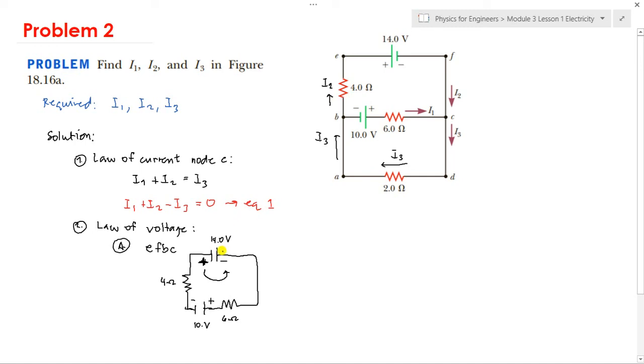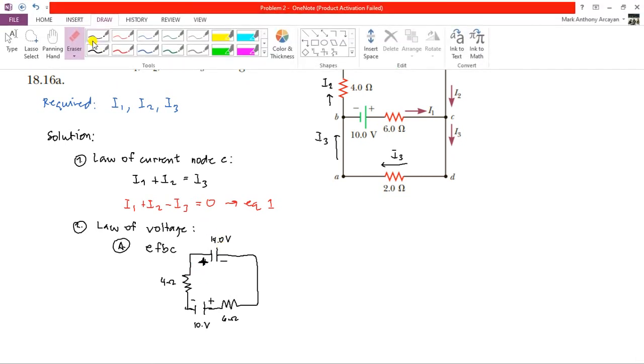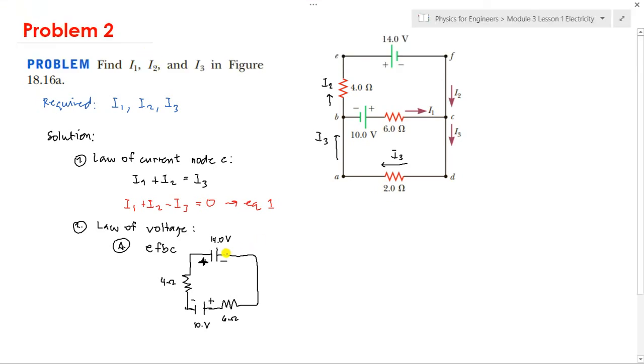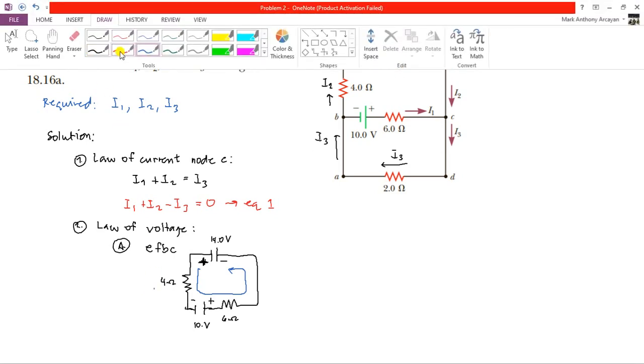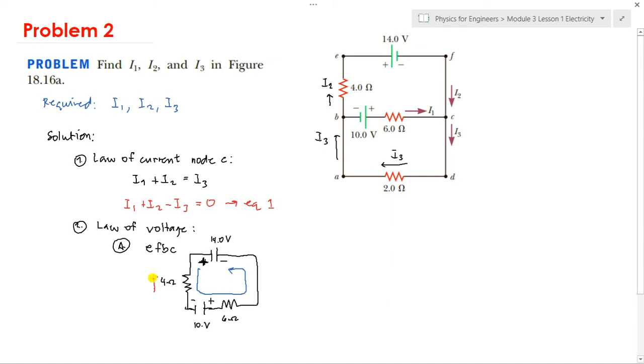So our sign convention within this loop EFBC is from positive, passing through the wire here, then returning. This is our sign convention. And as you notice, the direction of our current in the 4 ohms is opposite. This is I2. It is opposite to our sign convention.